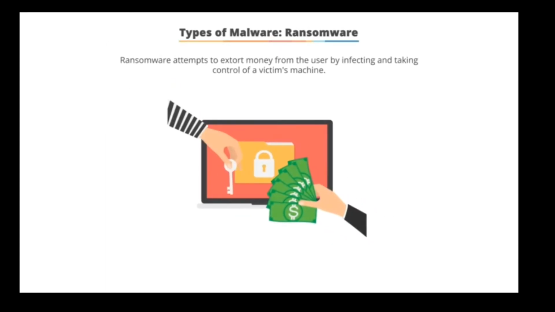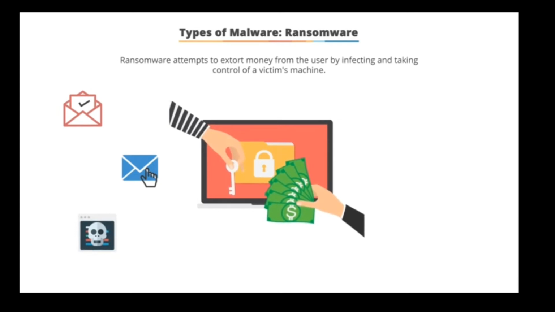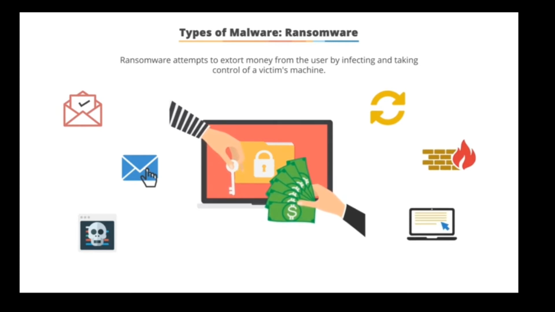Ransomware is a type of malware that attempts to extort money from the computer user by infecting and taking control of a victim's machine or files or documents stored on it. How does it spread? It is usually installed when you open a malicious email attachment or click a malicious link in an email, an instant message, or even if you visit a malicious website. How do you prevent this? Keep all of the software on your computer up to date. Keep your firewall turned on. Don't open spam messages or click links on suspicious websites.